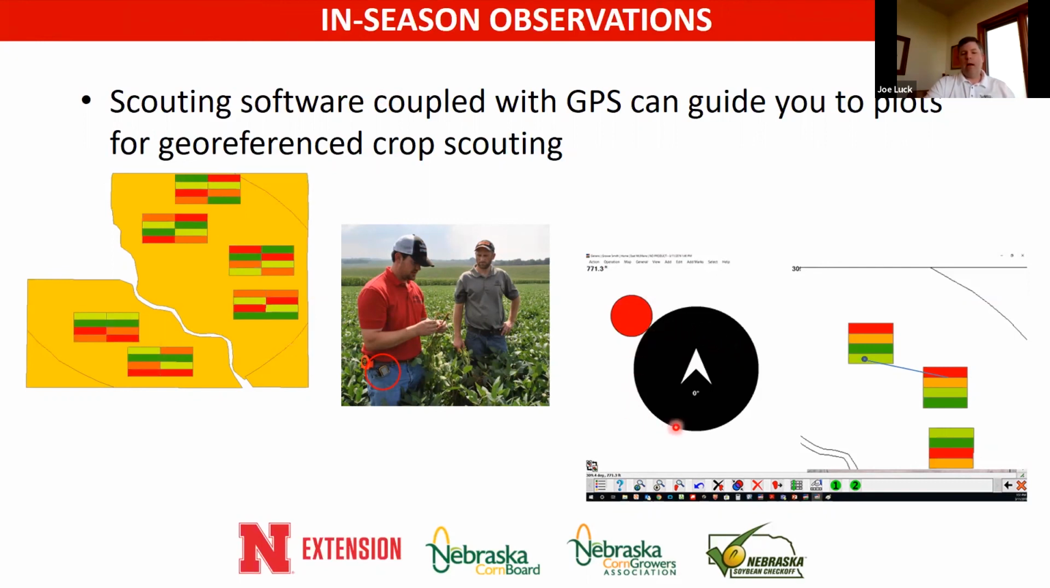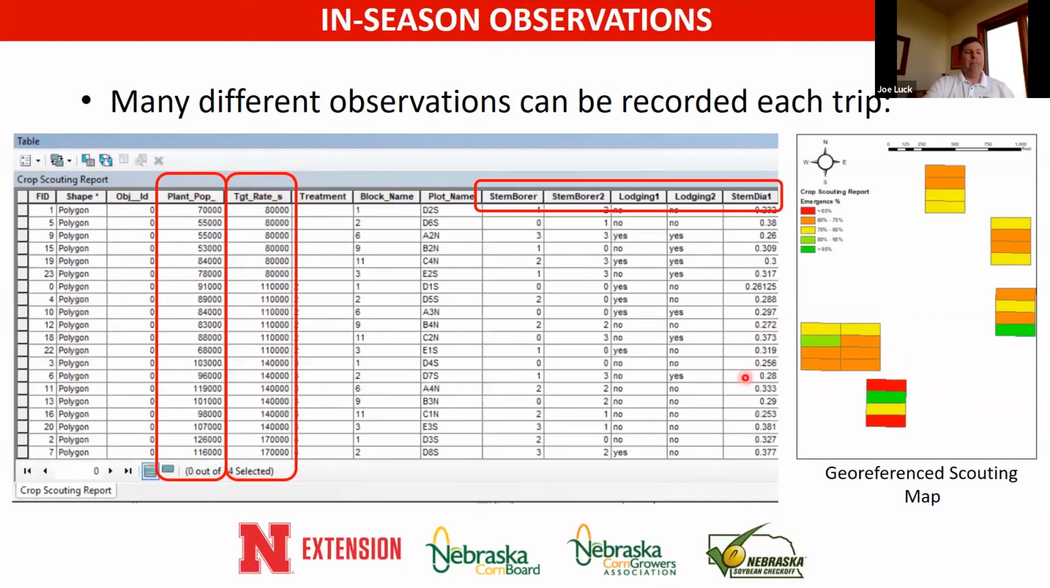When you upload your scouting blocks that you want to go to, the software will actually guide you from block to block, which is really helpful when you're out in the field. And then as you're inputting data, it stores that into an attribute table like this. So you can see later in the year, we've got our target rates here. We've actually got in-season plant population counts. If there's other data that we've been collecting through the year, where there's stem borer issues, what was the stem diameter, all that data gets stored every time we go out to the field.